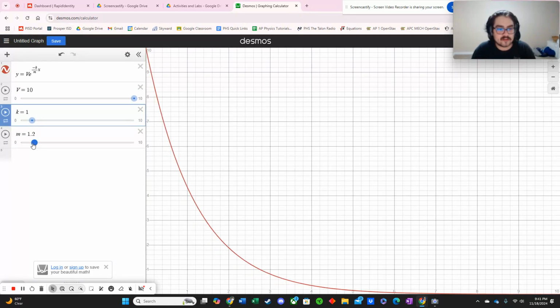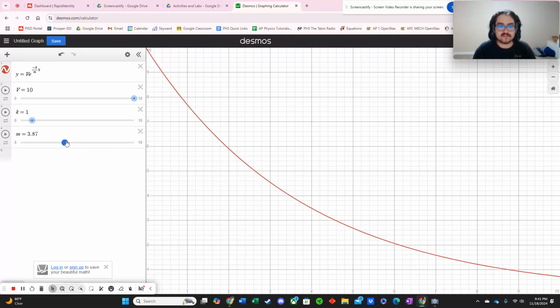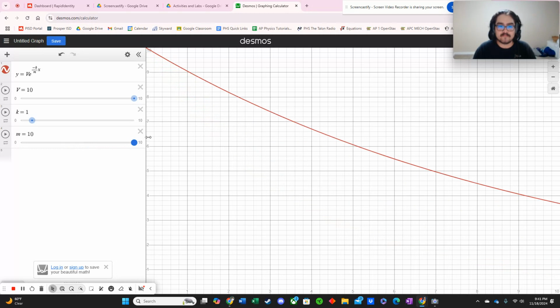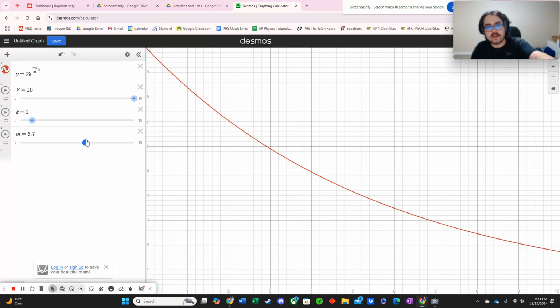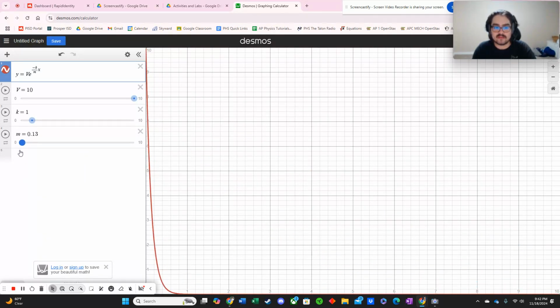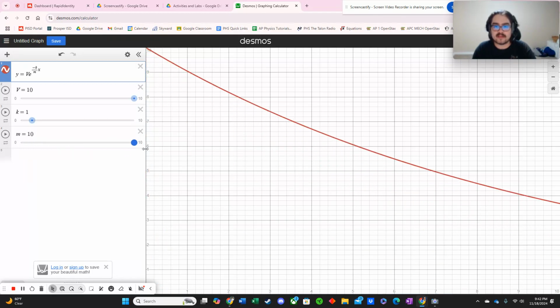If I increase my mass, well, mass actually quantifies your inertia. The more mass you have, the harder it is to get you to change your motion. So the more mass you have, the less the drag force affects you. You can see that the more mass you have, the less steep of a slope this has. So if you have a really small mass, you have a really steep slope, but if you have more mass, it starts to flatten out because it's a lot harder to change your motion. Okay, so there's that.